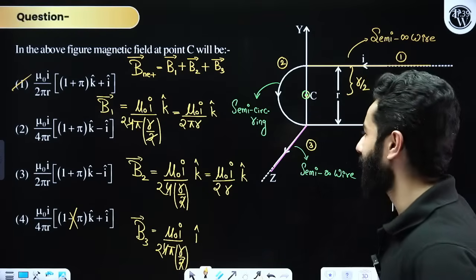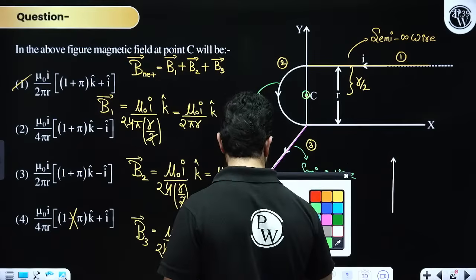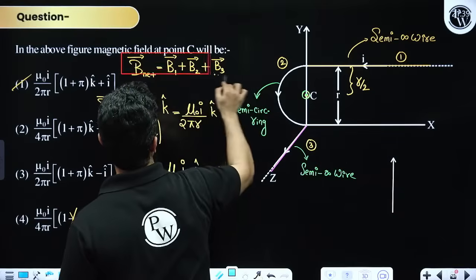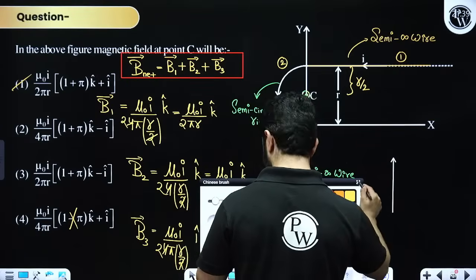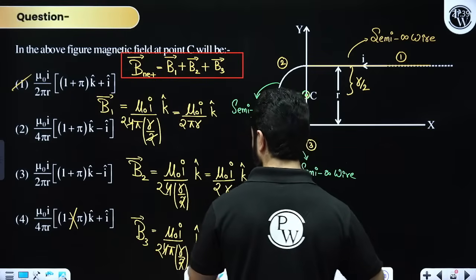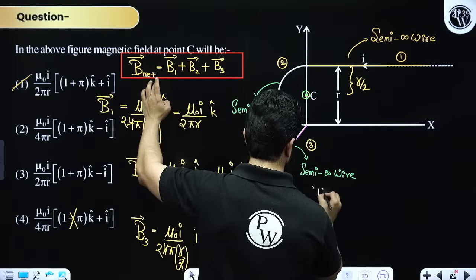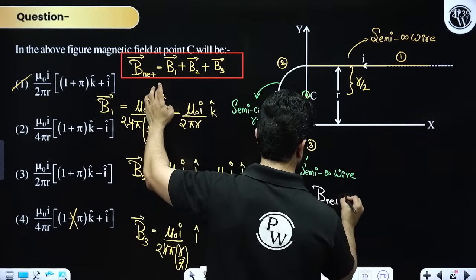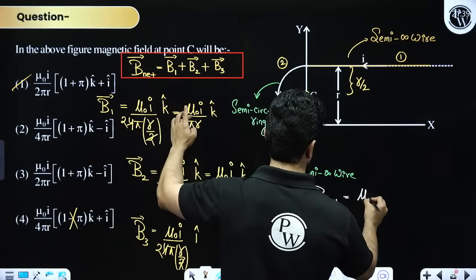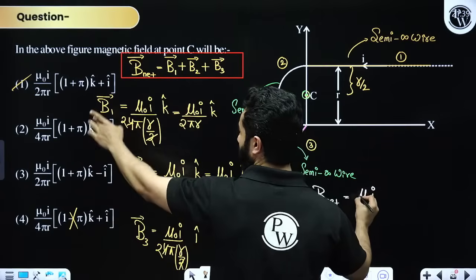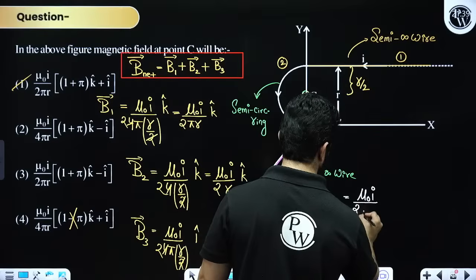Find the answer. Just add them. You only have to now add them and arrange to find out B net. If you write down B1 plus B2 plus B3, B net will become B1 plus B2. So mu naught I, and see what they are taking common, mu naught I upon 2 pi r.